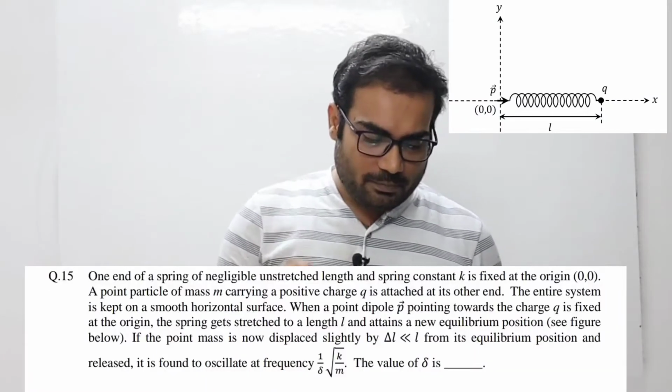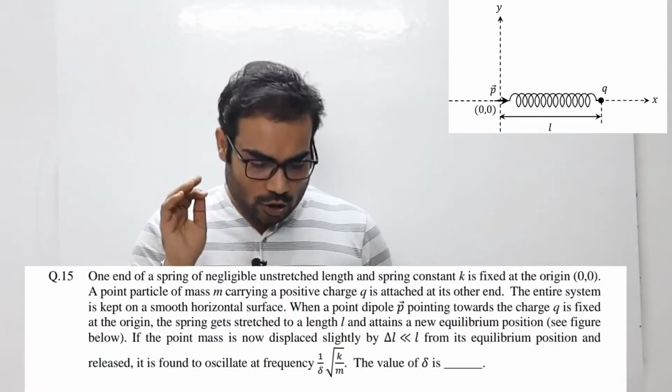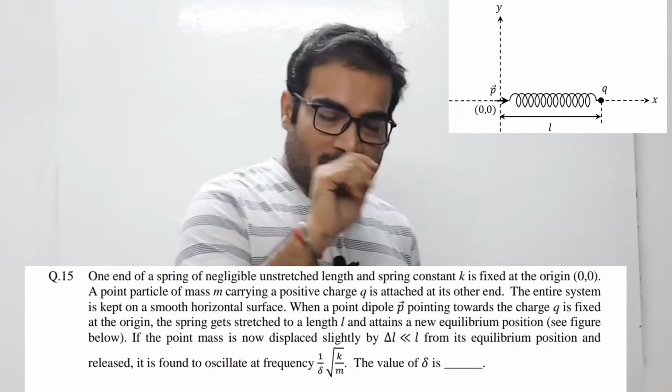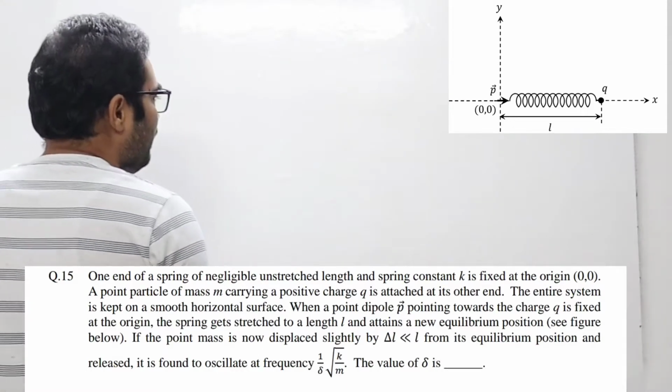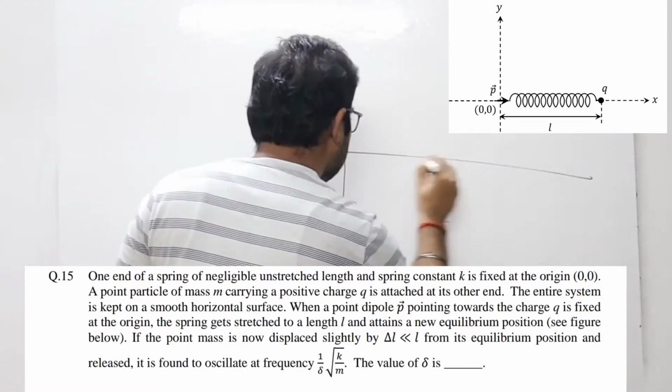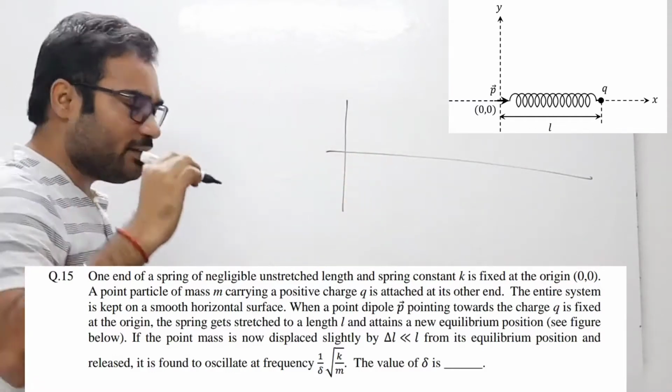Move further and try to solve question number 15. The question is: one end of a spring of negligible unstretched length and spring constant K is fixed at the origin. First of all, try to understand that one end of the spring is fixed at the origin.